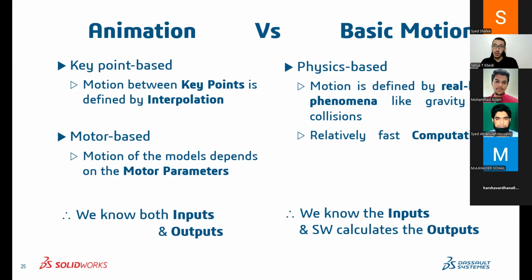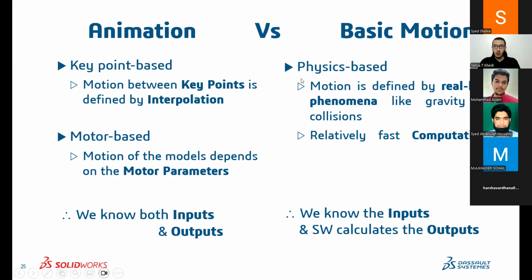When it comes to basic motion, it's a bit different because you provide the software with the parameters, with the boundary conditions, and you tell it to simulate that for you, run the simulation, and then show you how everything is going to be. So that's the main difference between both of those.